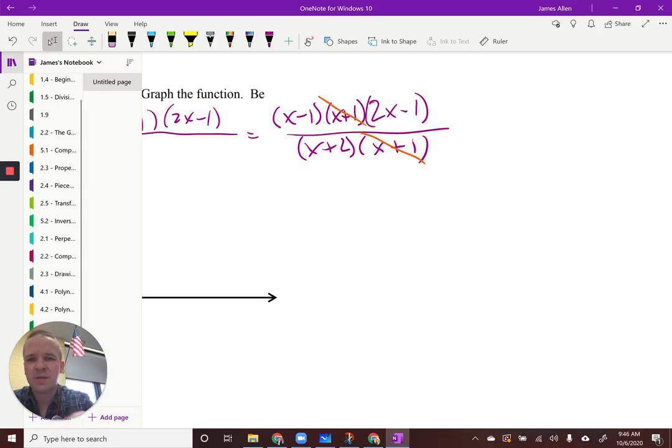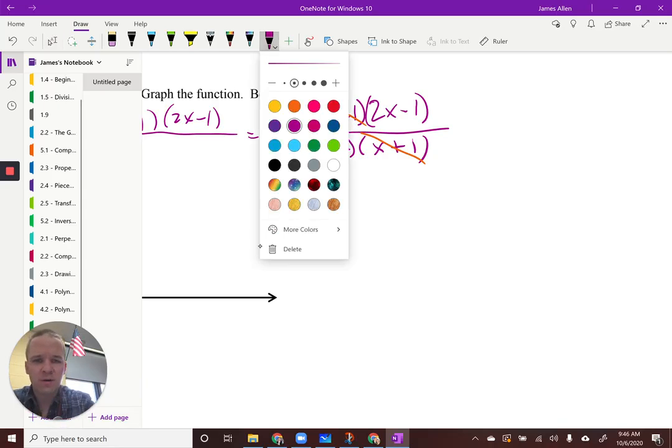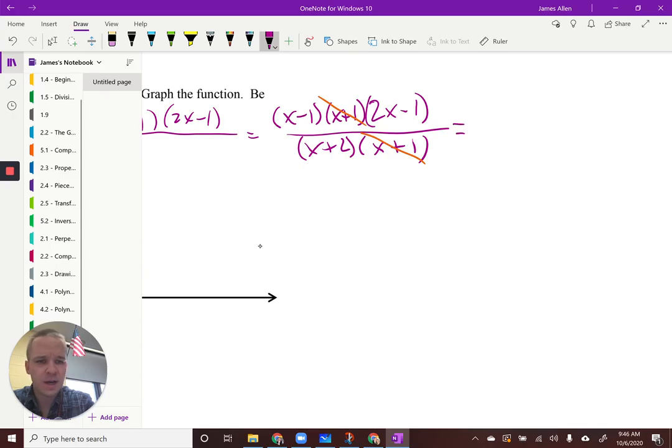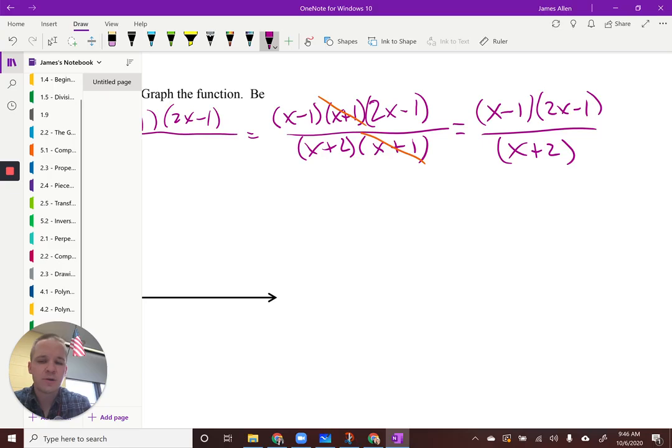Let's actually rewrite our function here. Now that it's simplified, I have x minus 1, and then 2x minus 1 over x plus 2. And you know what I'm also going to do? I'm going to FOIL the numerator back together. So I'm going to say that we got 2x squared, and then I'd have negative 2x and negative 1x would be negative 3x plus 1, all over x plus 2.